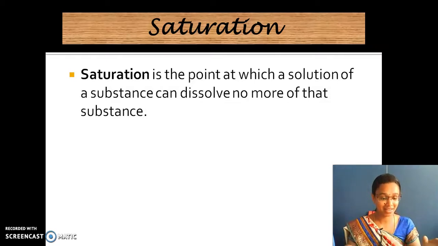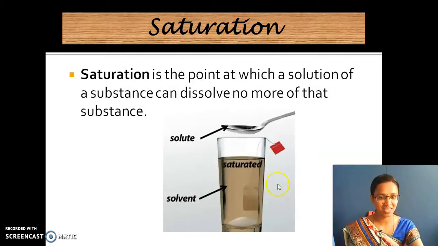That completeness is called saturation. If I give you even more, you are not able to eat it. You are saturated, you are full. That is the same concept here. Saturation is the point at which a solution of a substance cannot dissolve any more. If you keep on adding, it will not dissolve. The point where the maximum number of particles is dissolved is called saturation. See here, what happens? Saturated. So what are the solvent and solute?